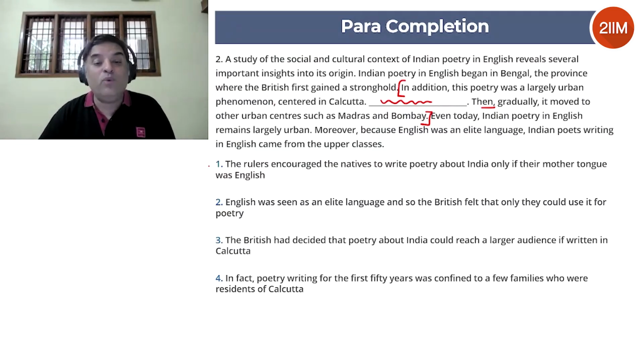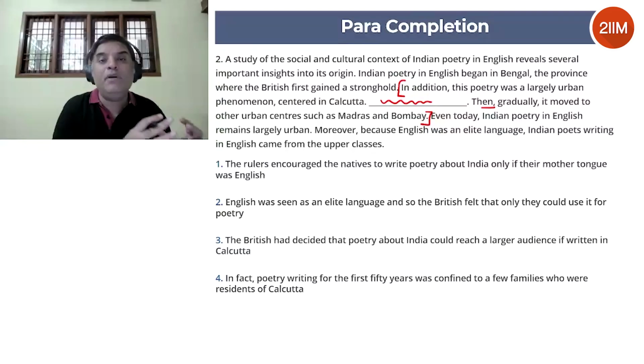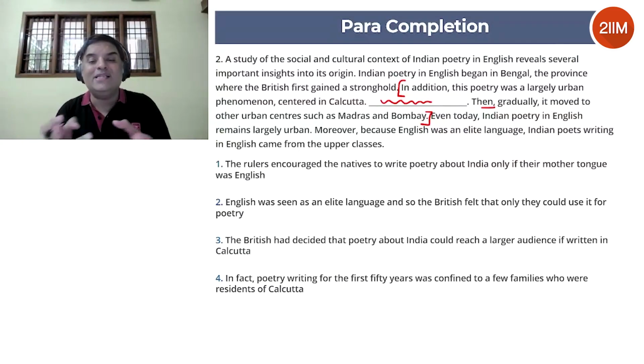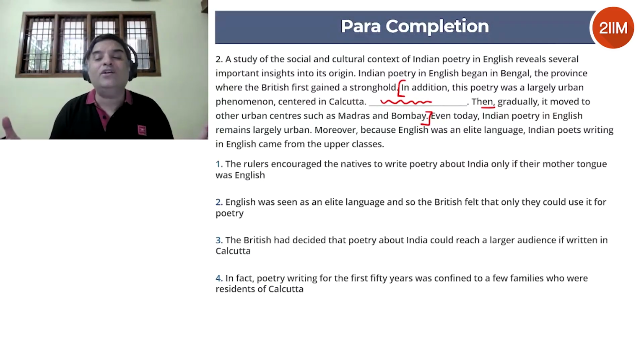Okay, all right, let's look at one. "The rulers encouraged the natives to write poetry about India only if their mother tongue was English." Now when we're looking at this unit, we are talking about it being an urban phenomenon, being in Calcutta and then moving away to other cities. One doesn't seem to be connected to that. We're talking about the locations, right? So one doesn't seem to be connected.